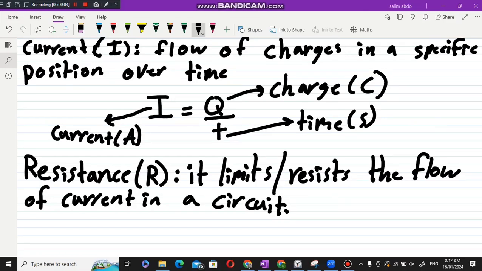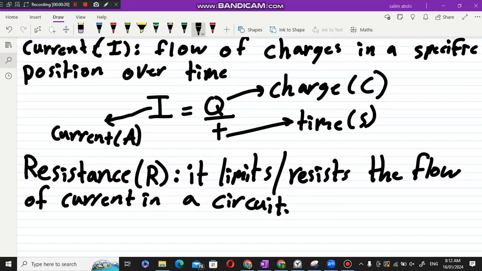We said that current is the flow of charge in a specific position over time, and it's equal to Q over T, where Q is the charge in coulombs and T is time. The unit for current is amperes, the unit for charge is coulomb, and the unit for time is seconds.